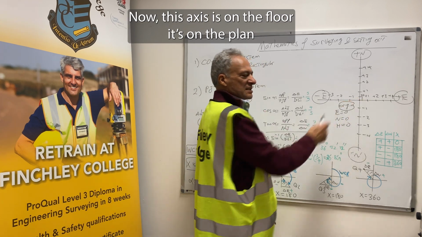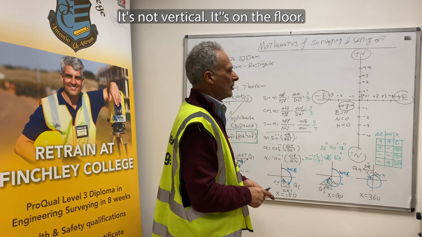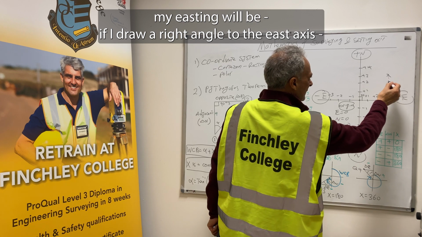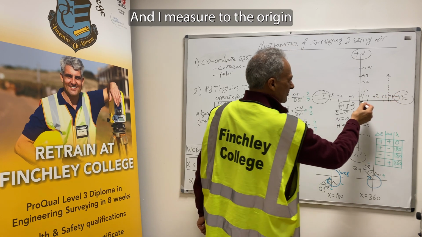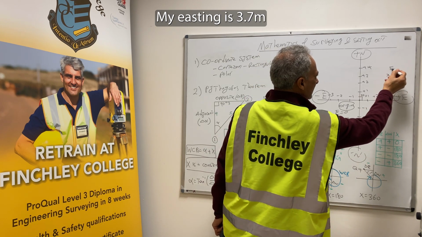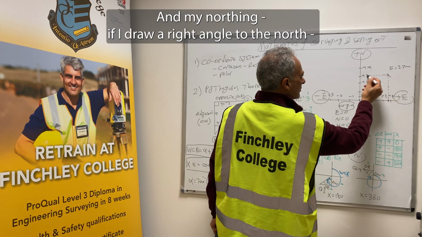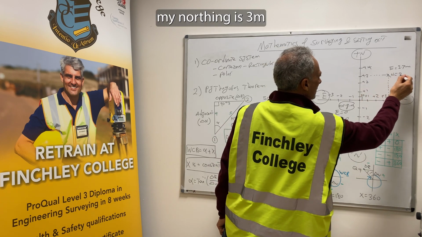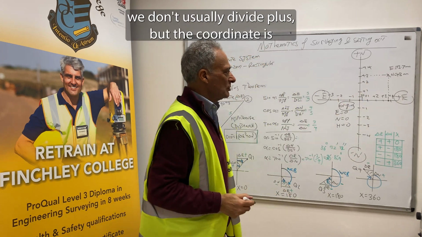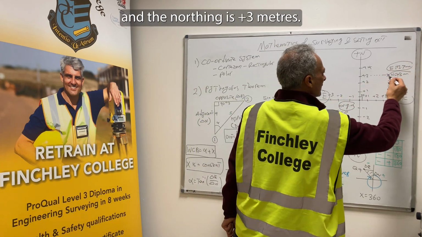Now, this axis is on the floor, it's on the plan. So I can be standing here. It's not vertical, it's on the floor. So if I happen to be standing here, say, my easting will be, if I draw a right angle to the east axis and I measure to the origin, 3.7 meters. My easting is 3.7 meters. And my northing, if I draw a right angle to the north, is say 3 meters. It's plus because I'm reading on plus and plus. We don't usually write plus, but the coordinate is easting plus 3.7 meters and the northing is plus 3 meters.